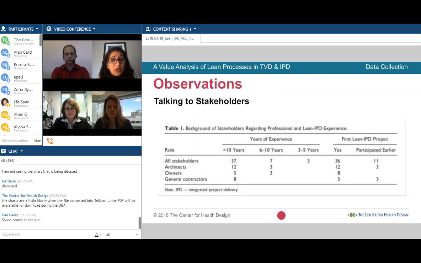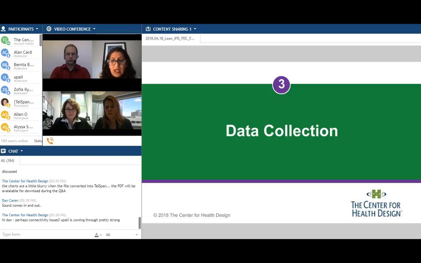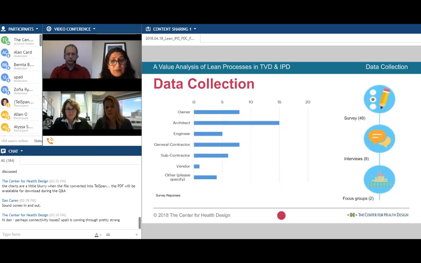Who were our stakeholders? They came with a range of experience. A majority of them had more than 10 years of experience. But interestingly also, a majority of them had this as their very first lean IPD project. So everybody was learning together. Data collection, again, like I said, surveys, interviews, focus groups. Mostly our respondents, the highest number were from architects, followed by owners, contractors, and other trade partners after that.